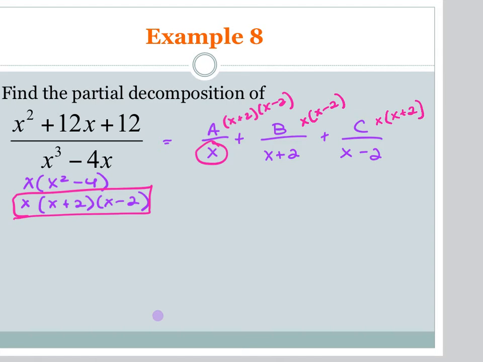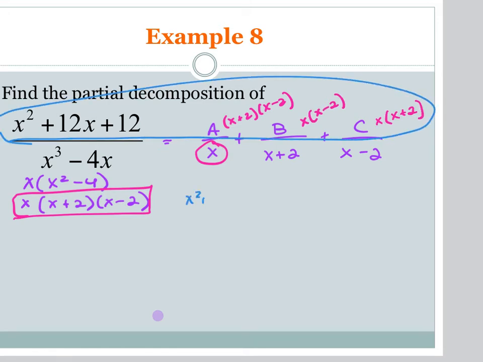Would it matter if we had x minus 2 under B and then x plus 2 under C? Would that change it at all? No, it will not. It's just that when you get to the end, your numerators will also be in a different order. As long as this number's over this and this number's over this, that's good. But the order there doesn't matter. Okay, so now just my numerators.